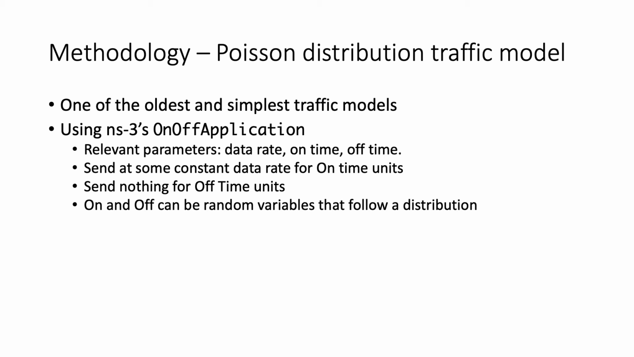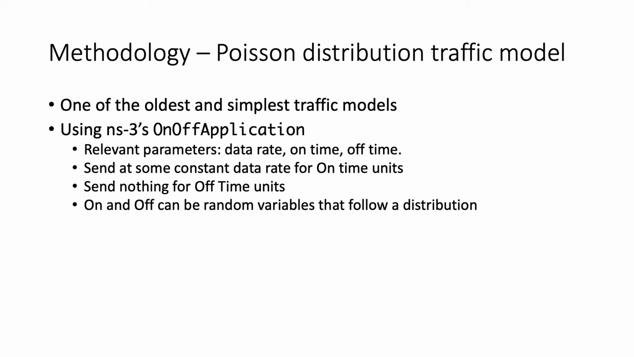We will be using NS3's on-off application to implement this Poisson distribution, and the relevant parameters are the data rate, the on time, and the off time. So how the on-off application works is there are two states, the on state and the off state. When the application is in the on state, data is sent at the data rate, and when the application is in the off state, data is not sent at all.